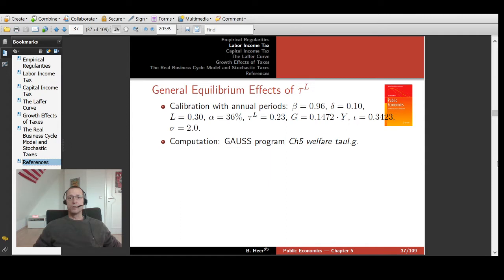From this, we can compute the government share, which is 14.7% of GDP, and calibrate iota at 0.3423 from the first order condition with respect to labor. And for the transition, we also need the value of the intertemporal elasticity of substitution, which we set to 1/2, or equally sigma equal to 2. Notice that we do not need the value of the intertemporal elasticity of substitution for the computation of the steady state. Now everything is computed with the help of the Gauss computer program chapter 5 welfare tau L dot G.